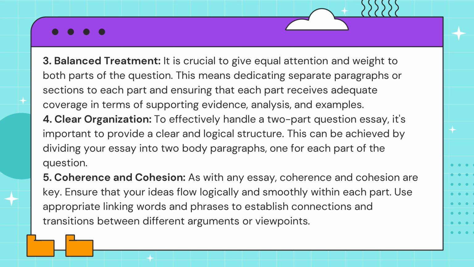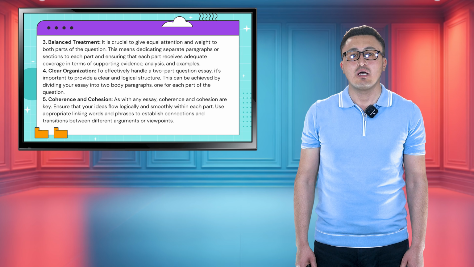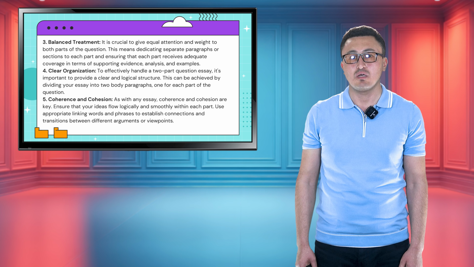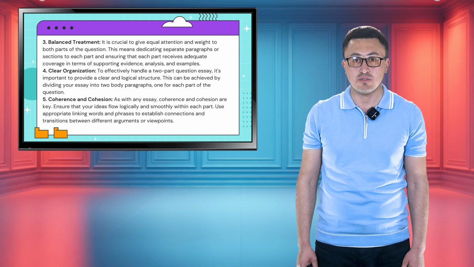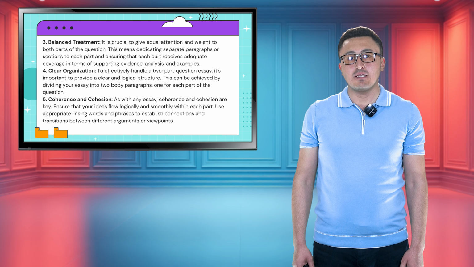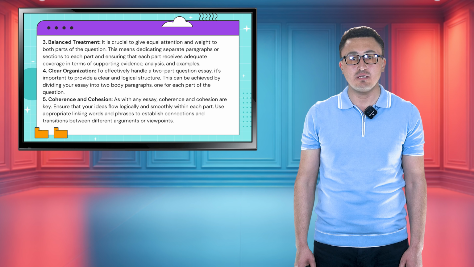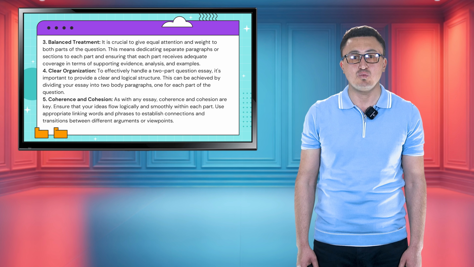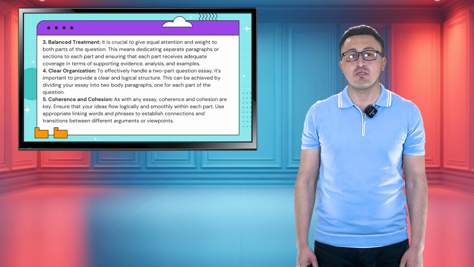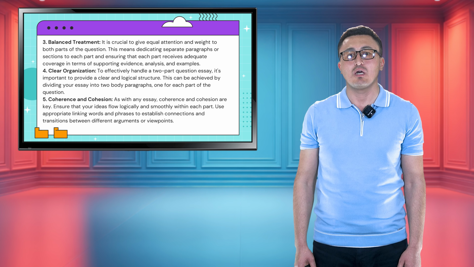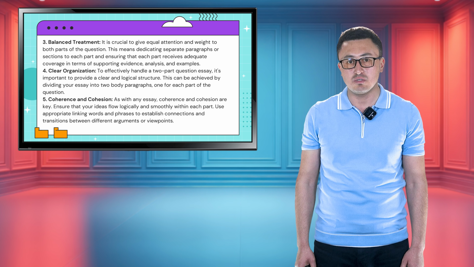To effectively handle a 2-part question essay, it is important to provide a clear and logical structure. This can be achieved by dividing your essay into 2 body paragraphs, one for each part of the question. As with any essay, coherence and cohesion are key. Ensure that your ideas flow logically and smoothly within each part. Use appropriate linking words and phrases to establish connections and transitions between different arguments and viewpoints.